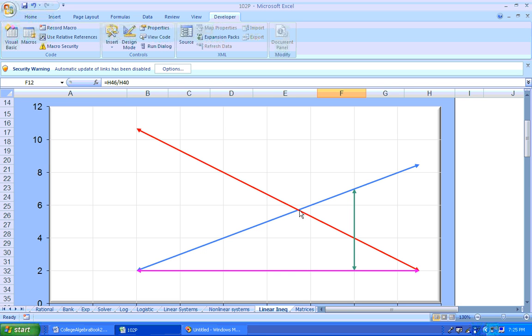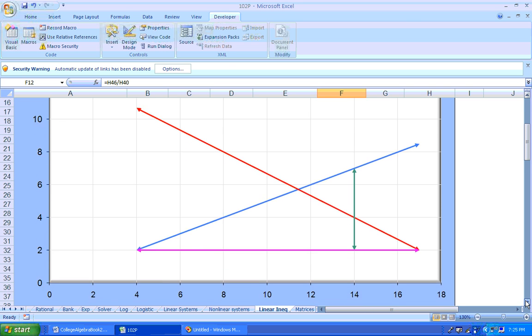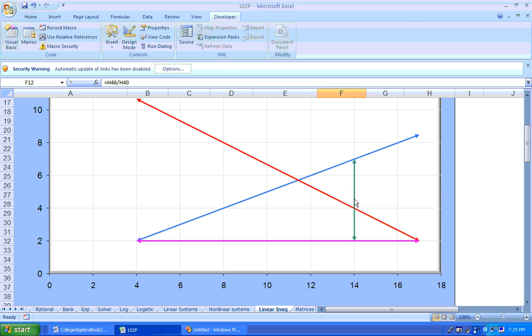So it could be right here where these two intersect, maybe right here where these two intersect, or maybe right here where these two intersect. But actually, it can't be here because the solution region stops here. So it's either going to be this point or at this point, one of these 2 points. Let's take a look at that point. That's the point 14, 4.